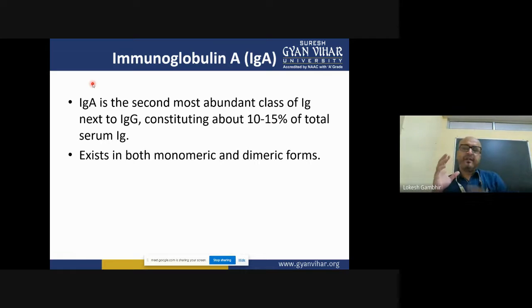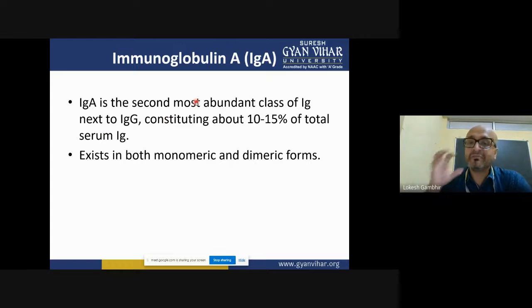Now, we had a very clear-cut understanding that inside our serum, the highest concentration of immunoglobulin is IgG, right? The third highest is IgM, and the second one is IgA. So you will see that it constitutes about 10 to 15% of the total serum immunoglobulin. Immunoglobulin G was around 70 to 75%, and there is 10 to 15% of IgA.